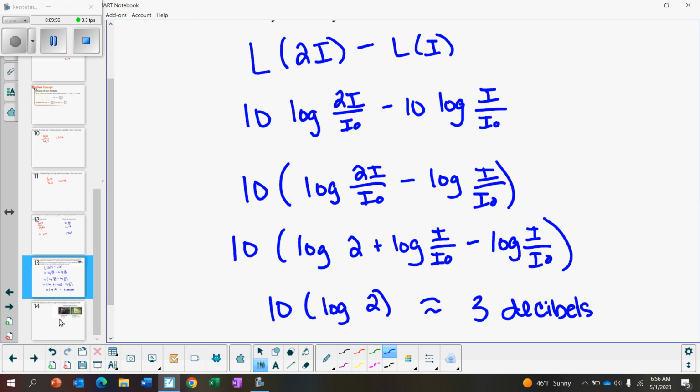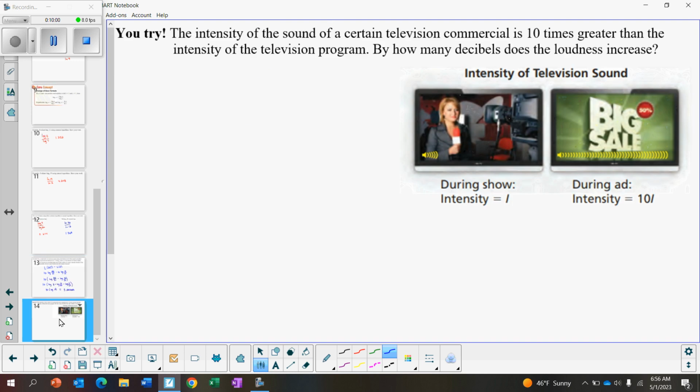So you're going to try the last problem, which is very similar to this one. We're talking about a commercial on TV being 10 times greater than the intensity of the television program. So by how many decibels does the loudness increase? Pause. When you're ready to see the answer, hit play.